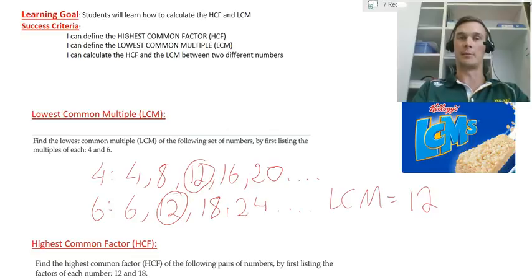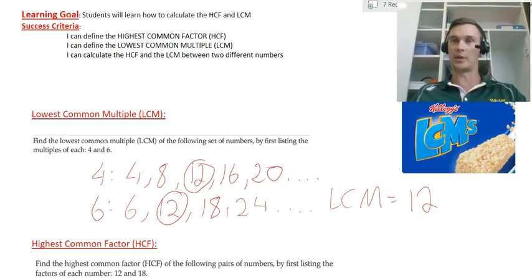So first list the multiples, the first few, for both numbers, and then you want to circle or find the lowest one that is common between the two. So that's how you find the LCM. You're going to have to practice that as we go through. Next we're going to find the highest common factor between two numbers.